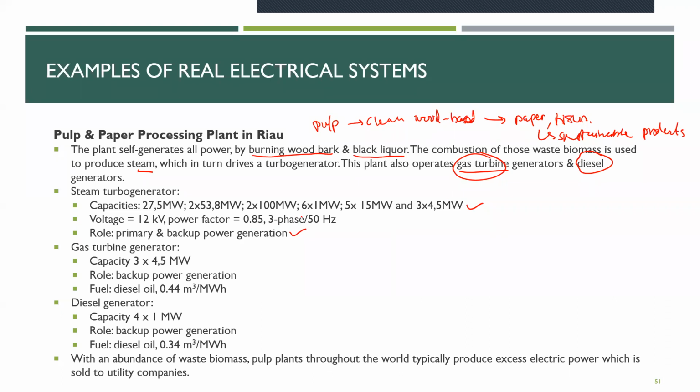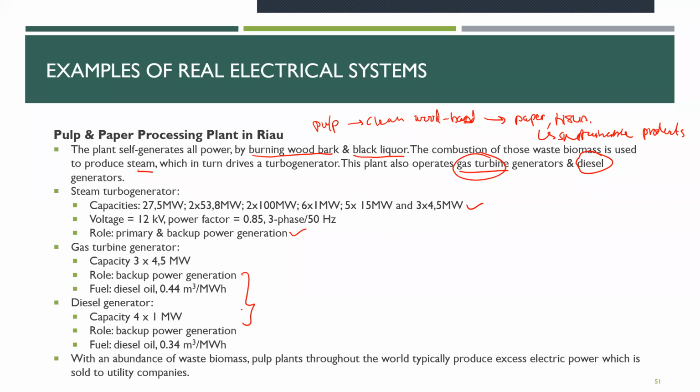While the gas turbine generator and the diesel generators, with capacities of 3 times 4.5 megawatts and 4 times 1 megawatts respectively, are used for backup power generation, with diesel oil as the fuel for both the gas turbine and the diesel generators.